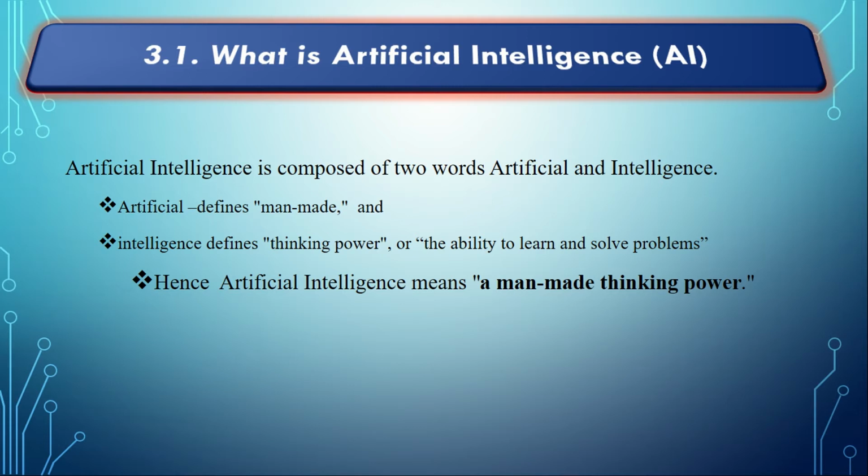As an introduction, what is artificial intelligence? Artificial intelligence is composed of two words, artificial and intelligence. What does artificial mean and what does intelligence mean? Artificial, as we all know, means man-made. Intelligence: what is the real meaning defined or explained here? Artificial means man-made and intelligence means thinking power with the ability to learn and solve problems. Hence, artificial intelligence means man-made thinking power. I think this is the main idea.